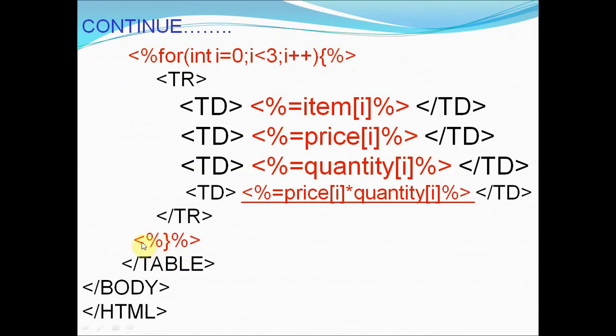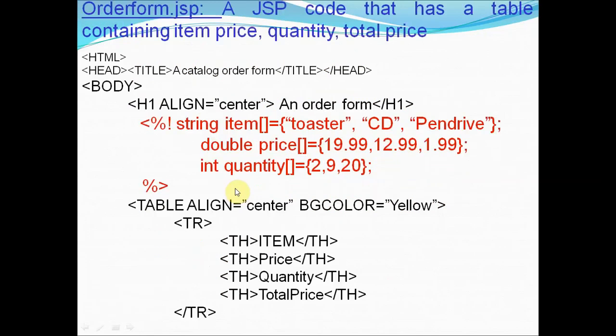So we are writing here percentage, closing curly braces, and then we will close by percentage. And this is the closing of table, and this is the closing of body, and finally HTML. So you have noticed here that all the JSP statements are in red color. It is given red color, and the black color is given to HTML code.